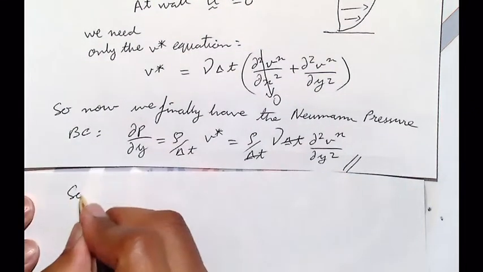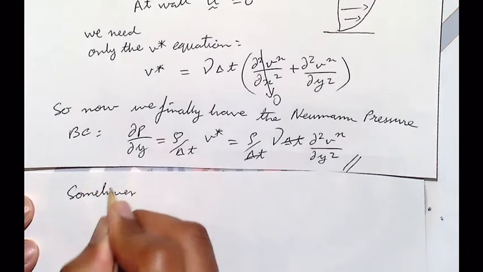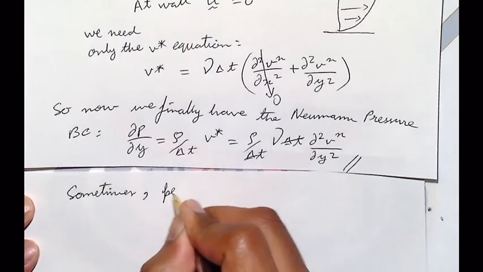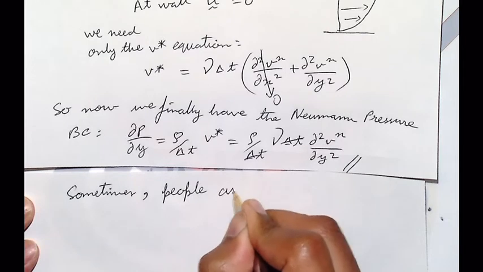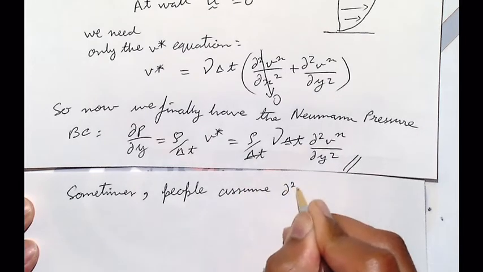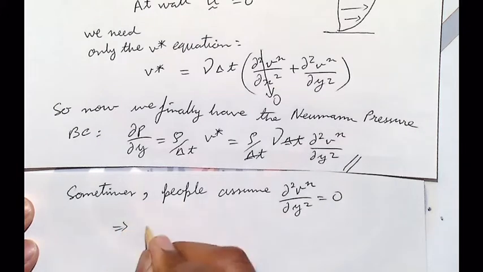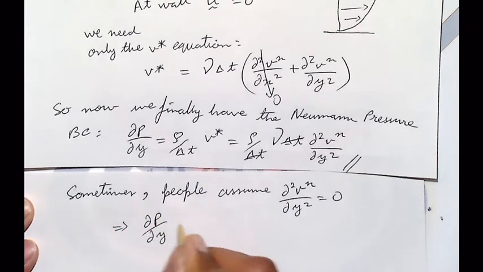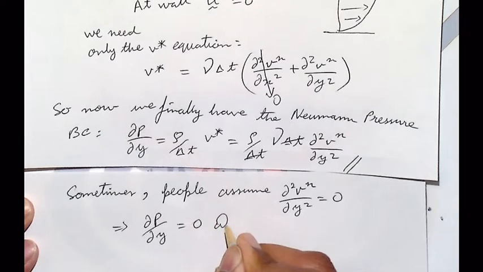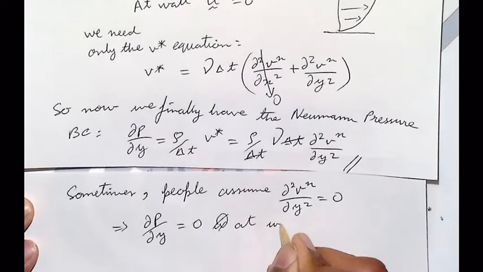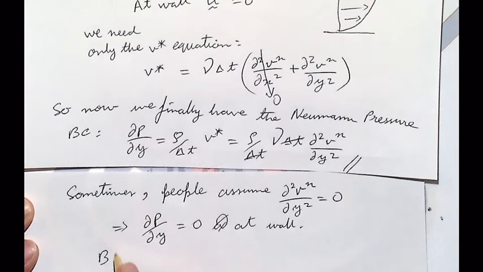Sometimes people assume del 2 Vn over del y squared equals 0, which implies del P over del y is 0 at wall. But this is not true strictly.